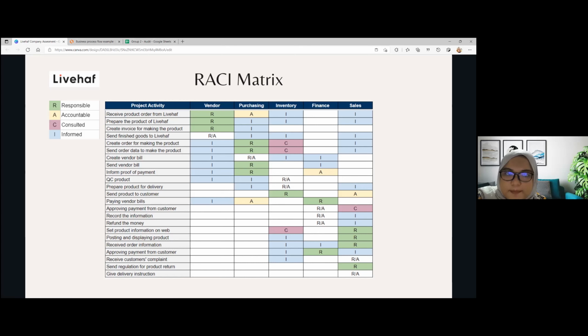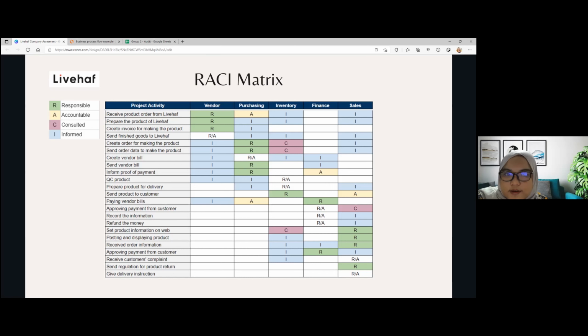Next is paying vendor bills. The one who pays is finance, so finance will be responsible and purchasing will be accountable, and the vendor will be informed. Another activity is approving payment from customers. Finance will be responsible and accountable, and sales will be consulted.